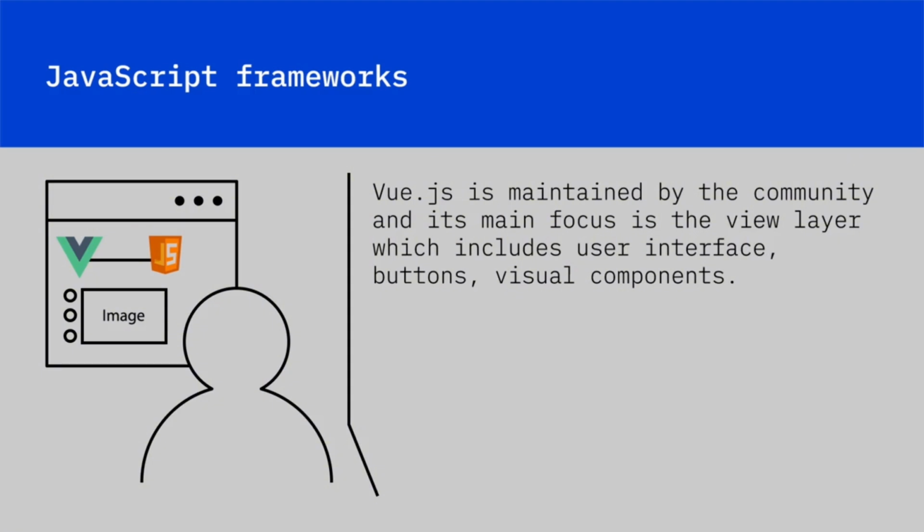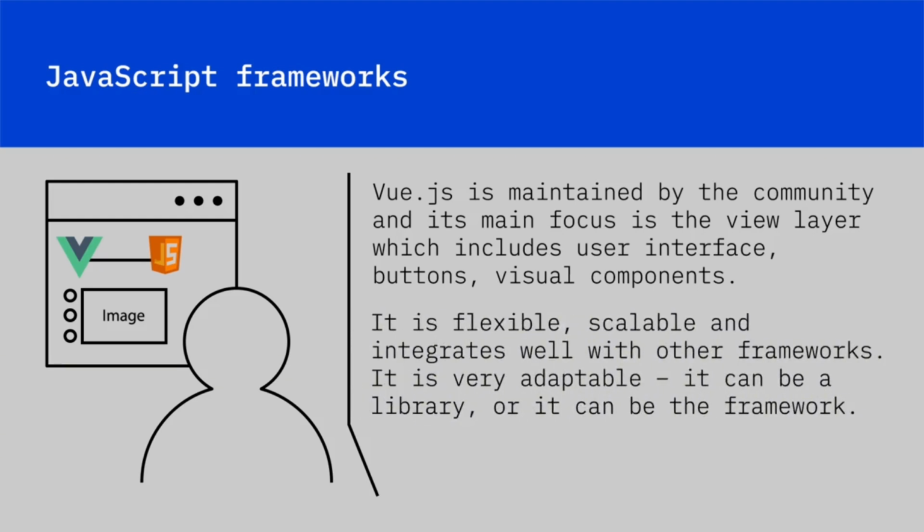Vue.js is maintained by the community, and its main focus is the view layer, which includes user interface, buttons, and visual components. It is flexible, scalable, and integrates well with other frameworks. It is very adaptable. It can be a library or it can be the framework.